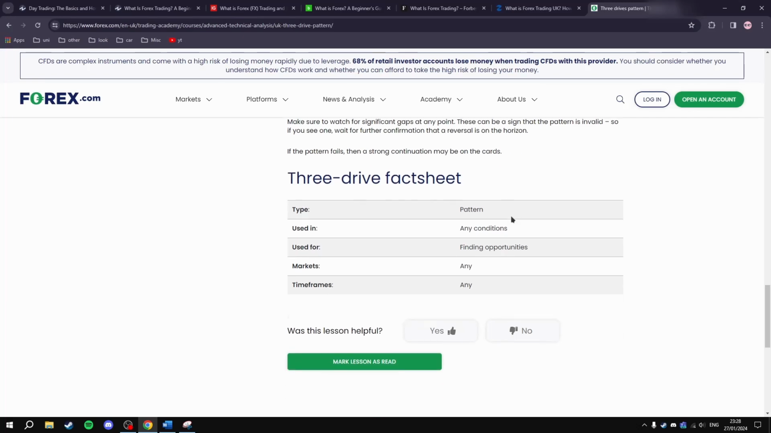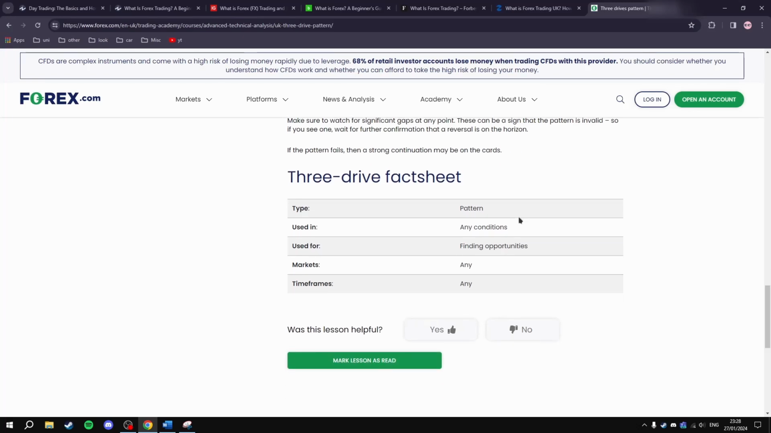Alright, cool. A three drive fact sheet. Type is a pattern, used in any conditions, used for finding opportunities. Markets any, time frames any.